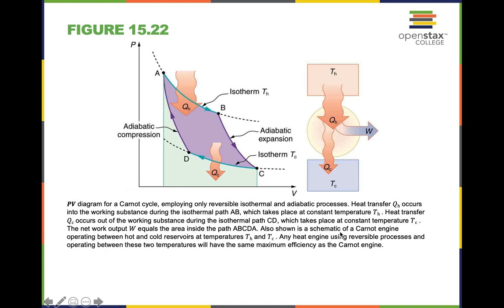Also shown is a schematic of a Carnot engine operating between hot and cold reservoirs at temperatures TC and TH. So this one right here. Any heat engine using reversible processes and operating between these two temperatures will have the same maximum efficiency as a Carnot engine.